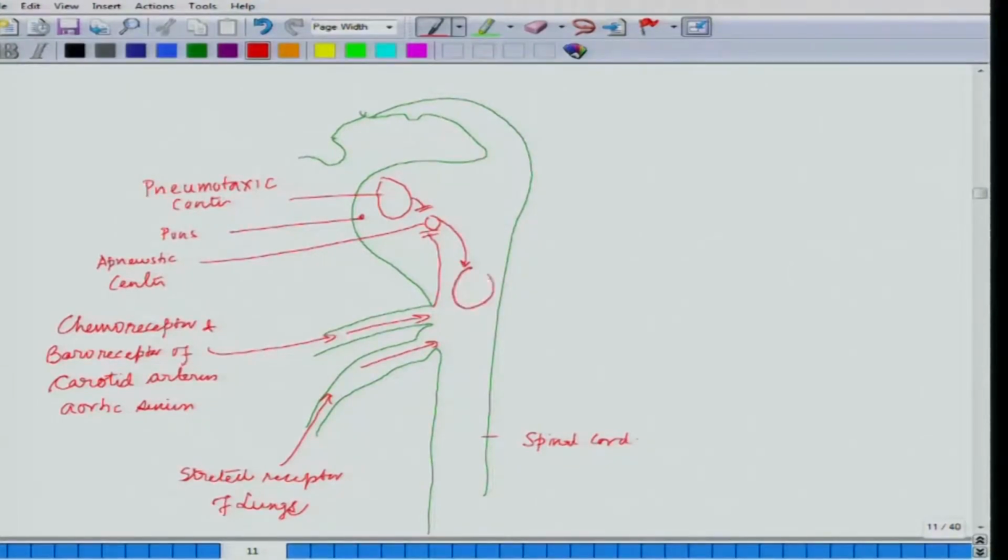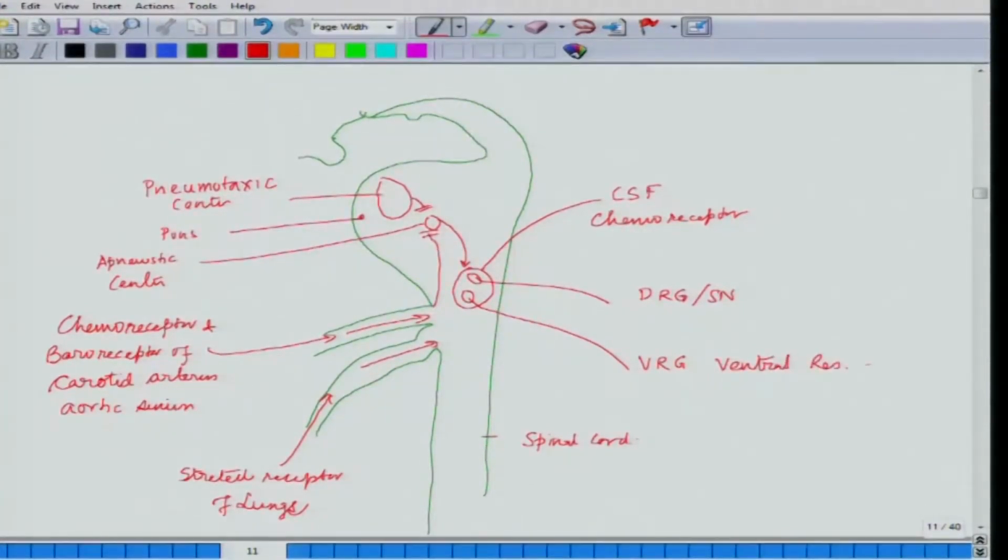And here you have something called CSF chemoreceptors. Okay. And there are two nuclei here. One nuclei is called dorsal root ganglion or sensory neurons, which we have talked about. The other group is called ventral respiratory group or VRGs. So, these are the ones which I just now talked about in the previous slide.